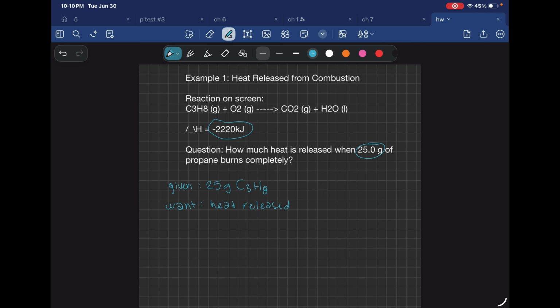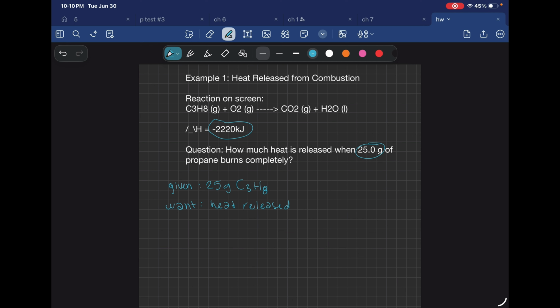Okay, so now that we've written down what we have and what we want, we must find the bridge between grams and kJ, and that bridge is always moles. So if we want to find heat, we have to find moles. But to find moles, we must balance our equation. So this reaction that we are given on the screen is unbalanced.